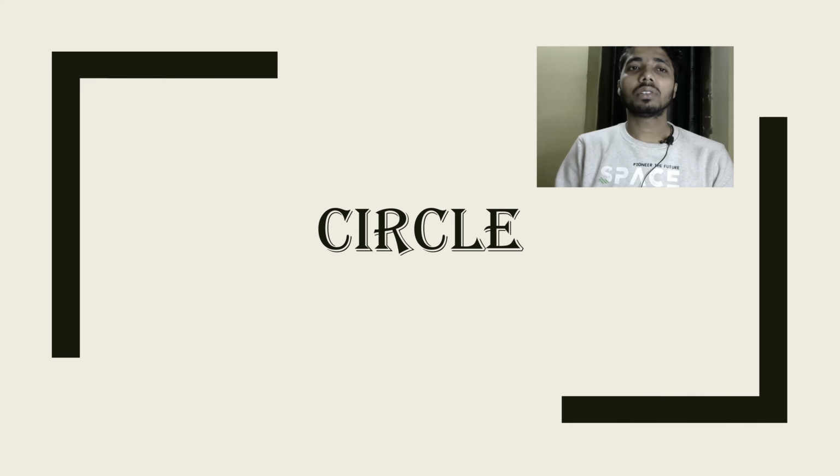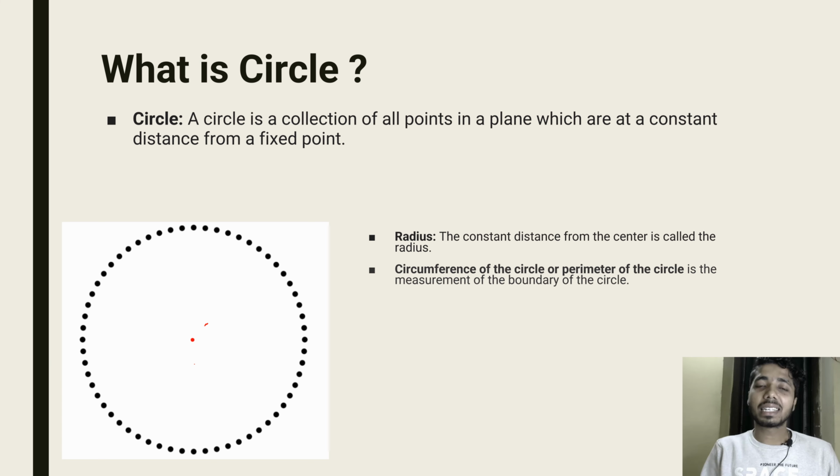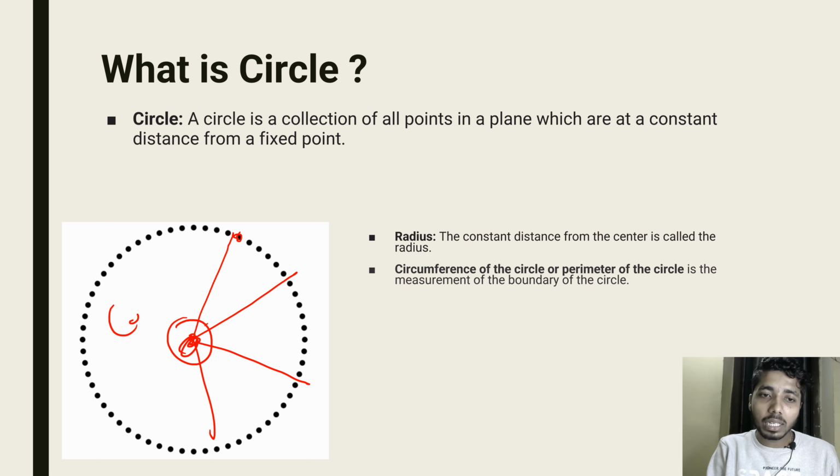Now, moving to the video, first, what is a circle? A circle is a collection of all the points in a plane which are at a constant distance from a fixed point. As you can see in this picture, all these points are at a fixed distance from this fixed point. This fixed point is known as the center of the circle, and this fixed distance is known as the radius. Generally, radius is represented by small r.